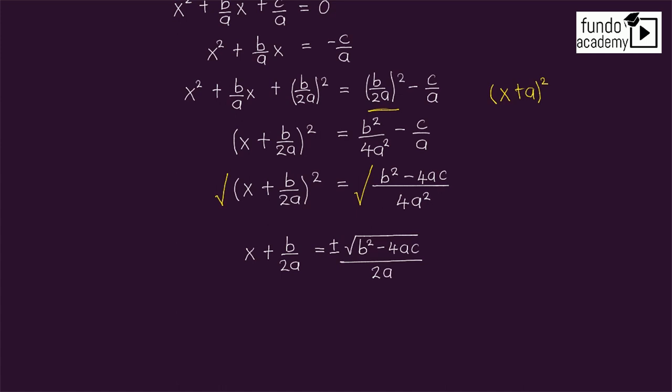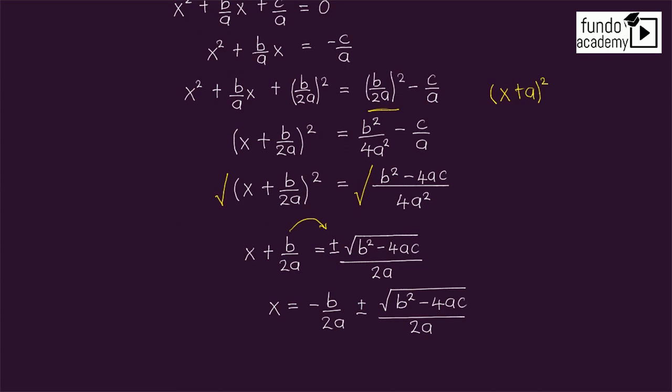And next I'm going to take b over 2a and place it to the right hand side. So that means that when b over 2a goes to the other side, then we'll be having x equal to minus b over 2a, becoming negative, plus or minus the square root of b squared minus 4ac, all divided by 2a.